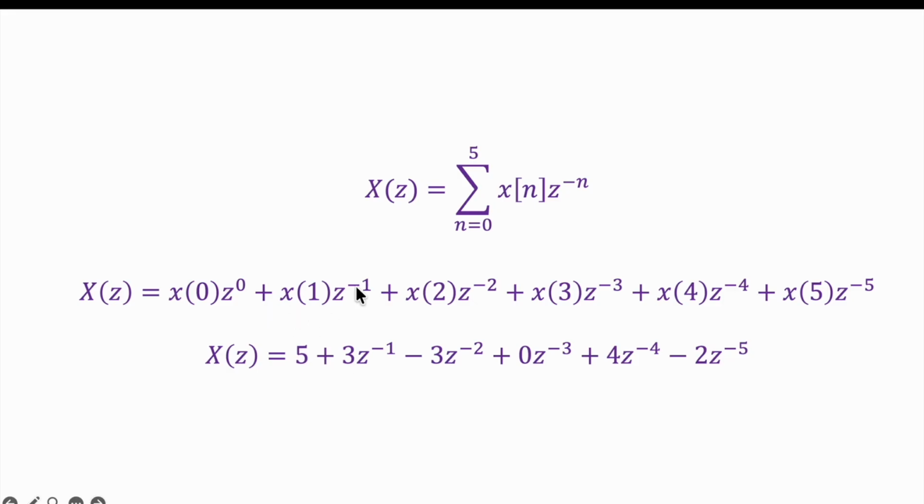Second sample is 3 z power minus 1. Third sample, it will be minus 3 z power minus 2, so that is why minus 3. You can see the value of this sample was equal to 0. The value of that sample was equal to 4, and the value of that sample was equal to minus 2. And then you can rewrite this equation as x of z is equal to 5 plus 3z minus 1 minus 3z minus 2 plus 4z minus 4 minus 2z minus 5. So that is the z transform of the given question.